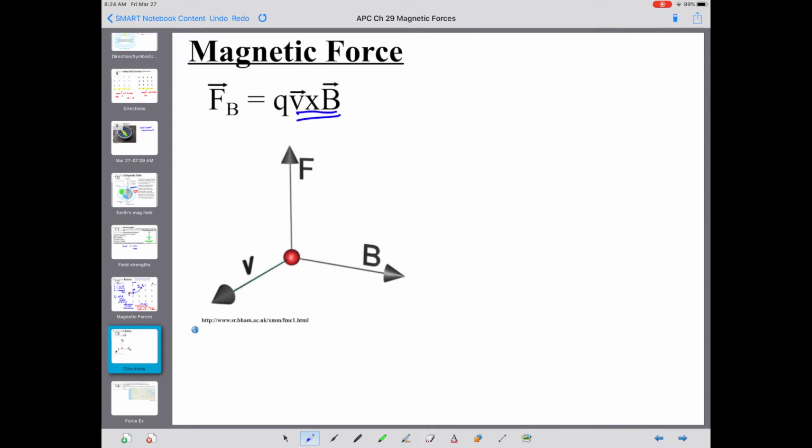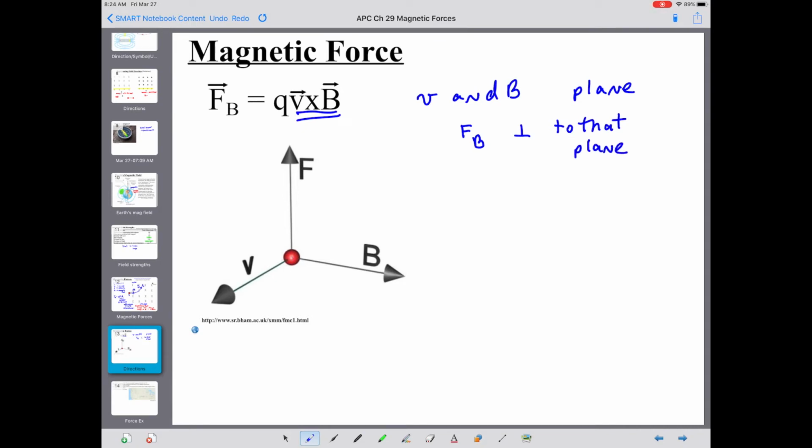V cross B, again, we talked about the purpose of the cross product, making those two vectors perpendicular, and then your thumb is perpendicular to that. Well, that means that V and B really define a geometric plane, and then the magnetic force will be perpendicular to that plane that is defined by V and B.